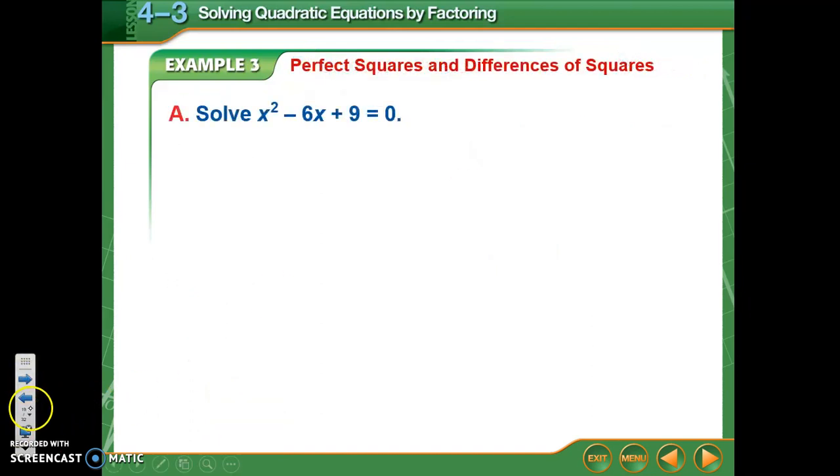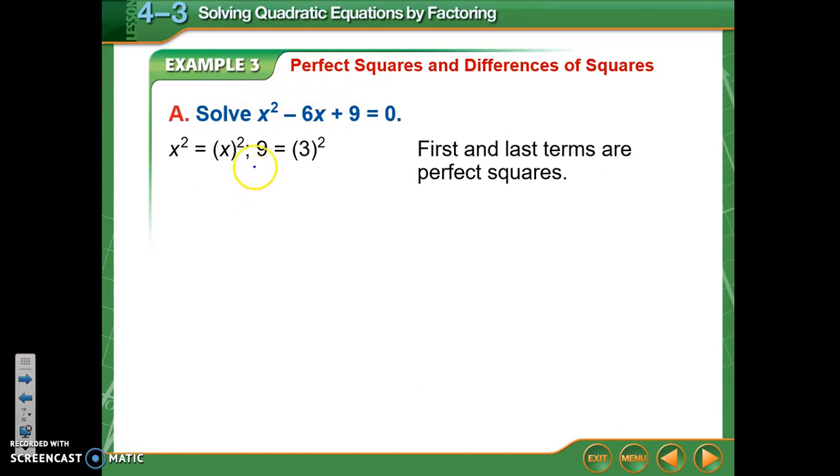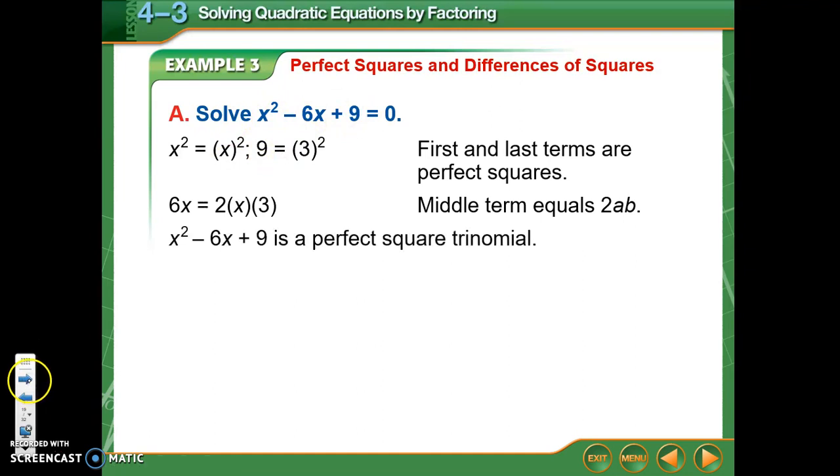All right, let's try one with a different kind of factoring. Here I have the quadratic x squared minus 6x plus 9 equals 0. Well, I noticed that my first and last terms are perfect squares. So if you remember the pattern for perfect square trinomials, you might recognize the pattern that you need to factor this with. We're going to talk a little bit more about that pattern specifically in a future section.